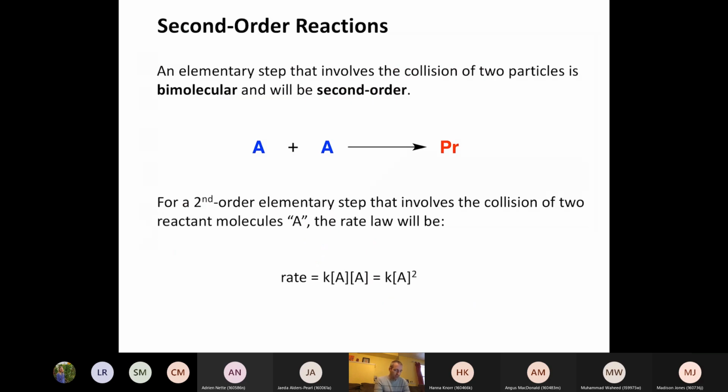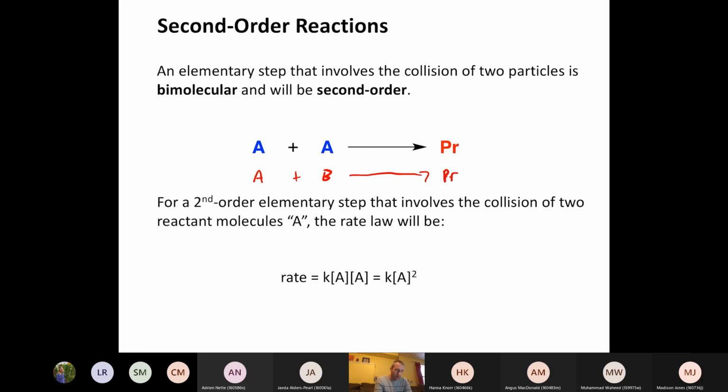Let's take a peek quickly at second order, and I think that's all the time we're going to have today. If you have an elementary step that's second order that involves two things colliding, in this case I'm going to be looking at A plus A, so two of the same thing colliding to make a product. And it could also be two different things.